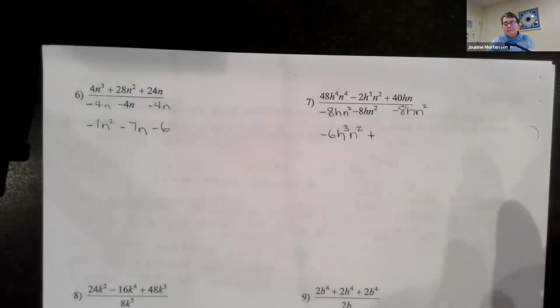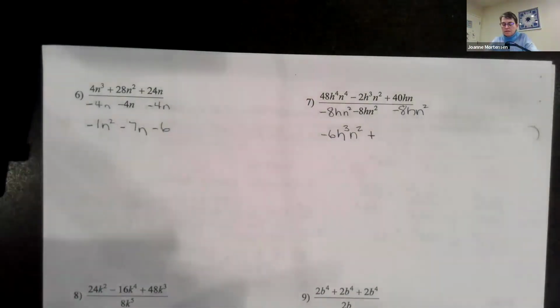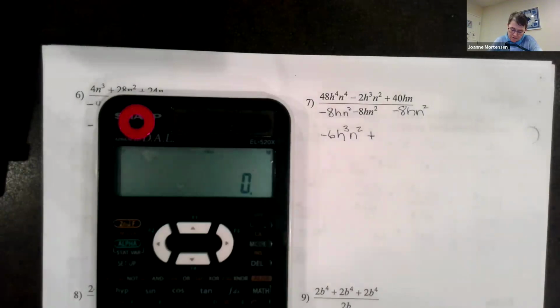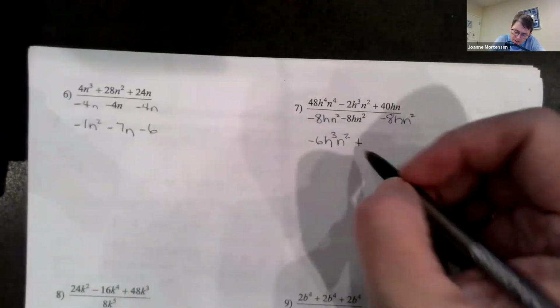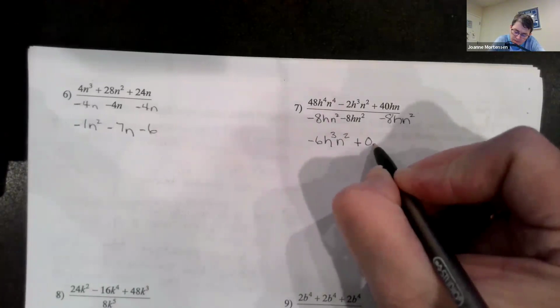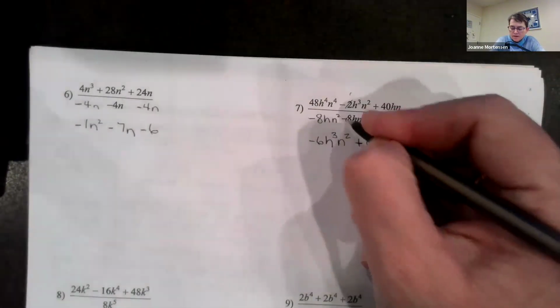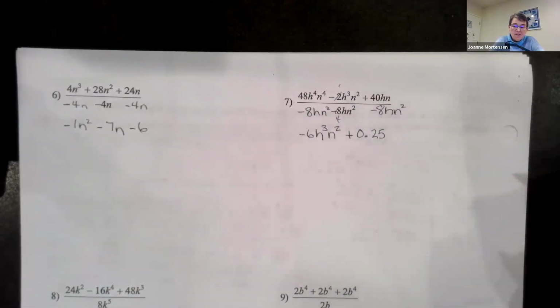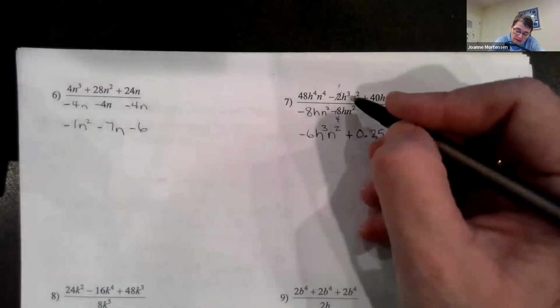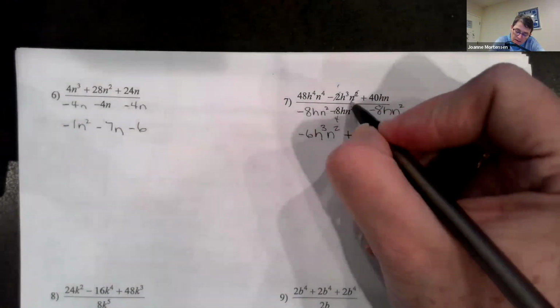Use your calculator. There's two ways. You can just say, all right, 2 divided by 8, which is 0.25. You already knew it was like a quarter. So we'll just use 0.25. If you want, you can go 2 goes into 2 once, 2 goes into 8 4 times, which gives you a quarter. If you're fraction happy.